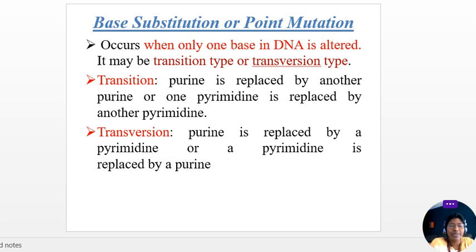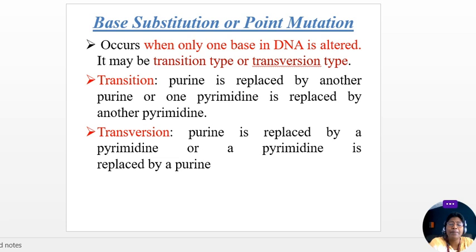First I want to explain base substitution or point mutation. In this mutation, only one base is changed, or the change occurs in one base in the DNA sequence. That is called point mutation or base mutation. This is classified into two types: transition type and transversion type.